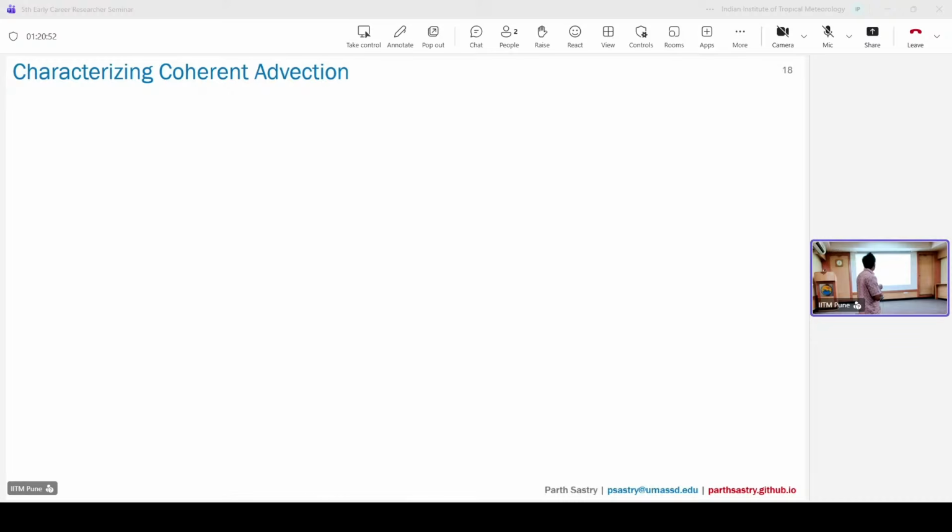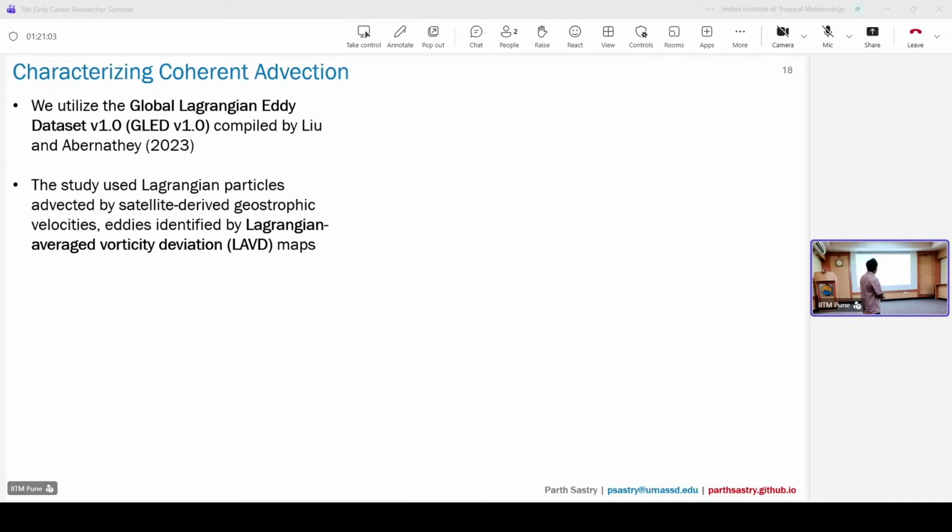To characterize how much this coherent advection matters, you cannot use an Eulerian eddy map, because Eulerian maps do not give you how coherent the eddy is. So instead, we use this global Lagrangian eddy data set, which was compiled by Lou and Abernathey in 2023. The idea being that they observed geostrophic velocities from satellite altimetry over a 20-year time span. They initialized their model with these geostrophic velocities and then seeded their models with millions of Lagrangian particles at each time step, and then advected the particles according to the flow fields prescribed.